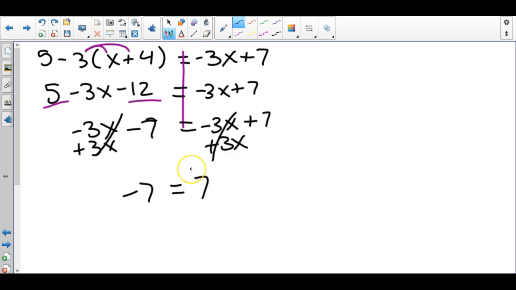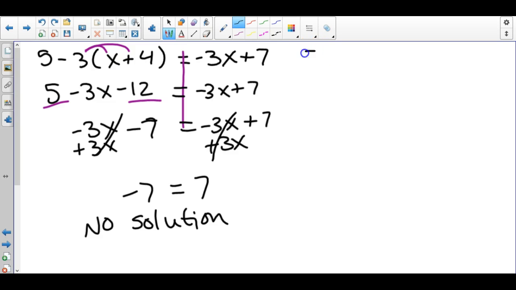So now we look at our answer and see, does this make sense? Is negative 7 ever equal to positive 7? Well, it's not. So if these are never equal, there is actually no solution to this problem. You can never plug in any value for x and have it be a true statement.